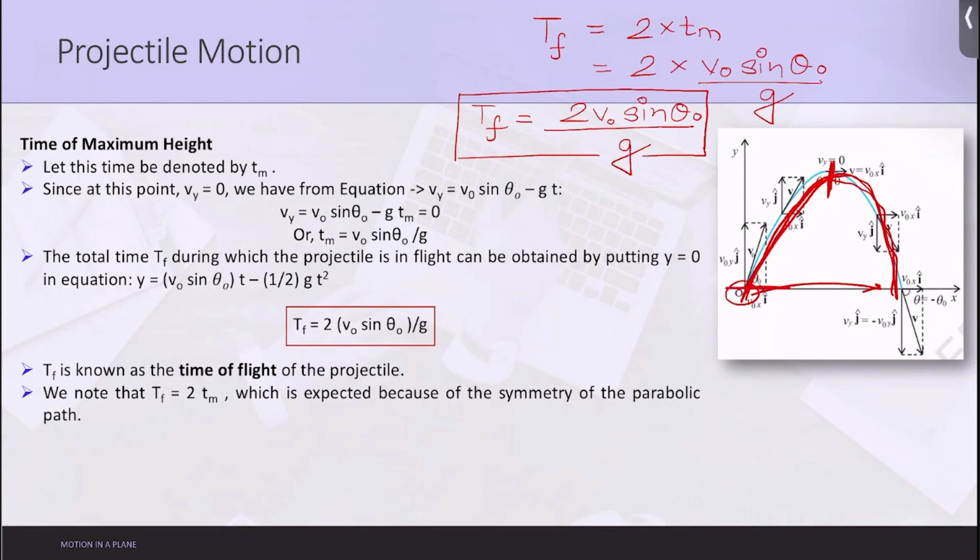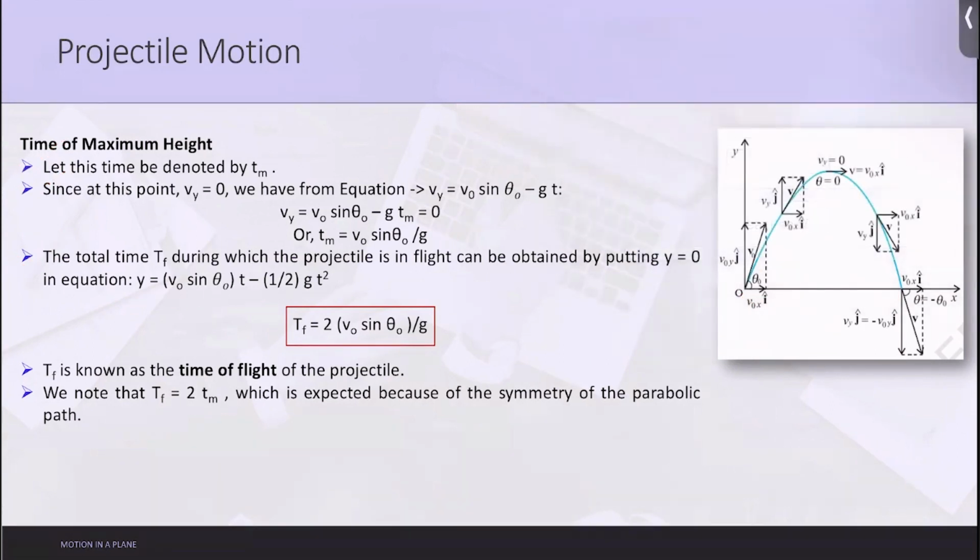Okay, so now let us understand whatever is written here. Let this time be denoted by Tm. Since at this point Vy is 0, from the equation Vy equal to v naught sine theta naught minus gt, we have Tm equal to v naught sine theta naught by g. Now the total time Tf during which the projectile is in flight can be obtained by putting y equal to 0 in this equation. So this can be solved from this relation also. Let us try to derive this from this equation.